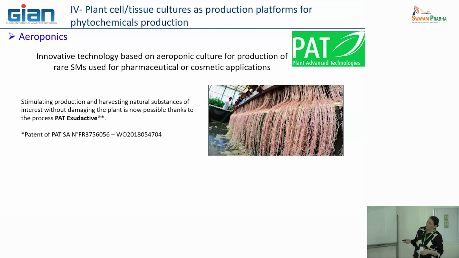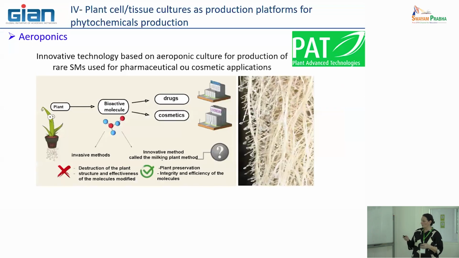So here is one of the pictures I want to show you. This is the root biomass produced this way for different plants. So the principle is quite easy to understand. You have found a plant that is able to produce a very interesting specialized metabolite. You know that this bioactive molecule can be produced in bigger amounts because you have, for example, produced or selected plants that are able to produce it.